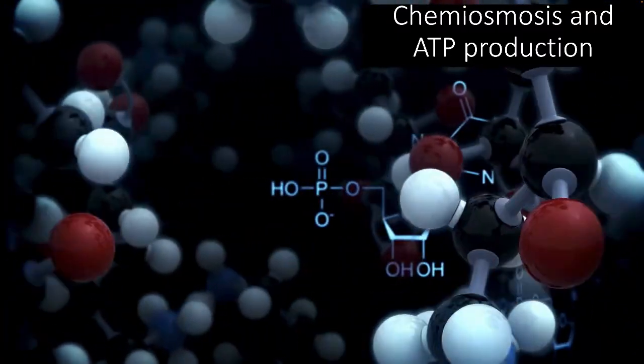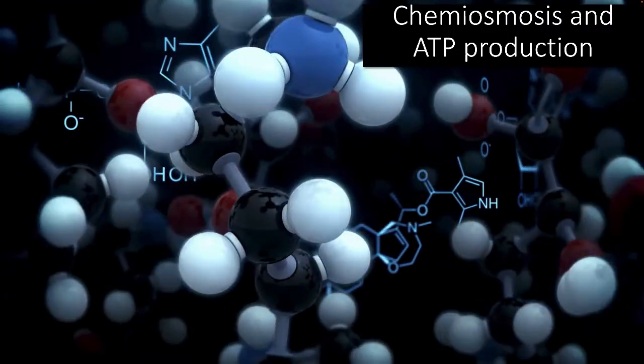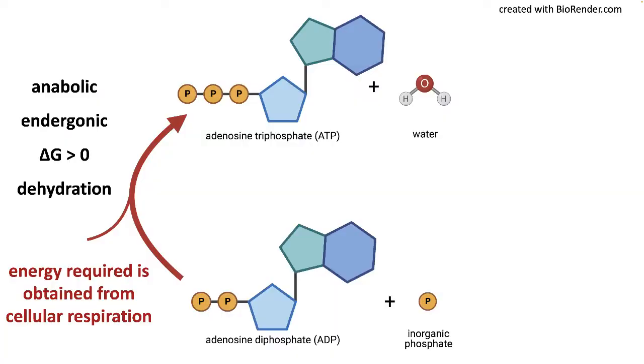In this video, we're going to dig deeper into the process of regenerating or producing ATP from ADP and an inorganic phosphate group. As a reminder, this process is an anabolic endergonic reaction, so energy is required in order to build adenosine triphosphate from adenosine diphosphate and an inorganic phosphate group. Okay, so where does this energy come from?